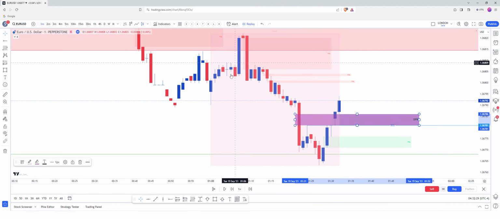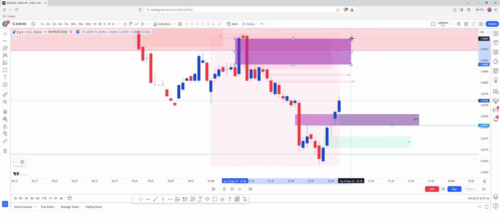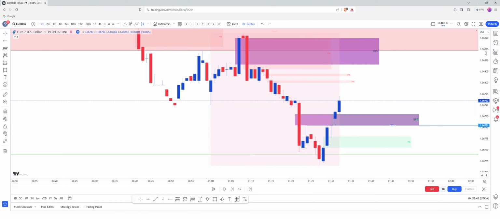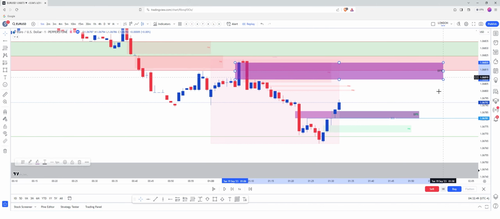We do have a balanced price range higher up in the range. From this bullish fair value gap to this bearish fair value gap is a balanced price range, and that's just underneath that 15-minute fair value gap that we rejected from earlier. So again, something just to keep an eye on.